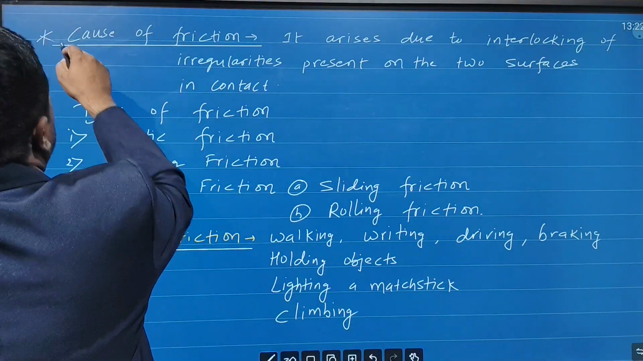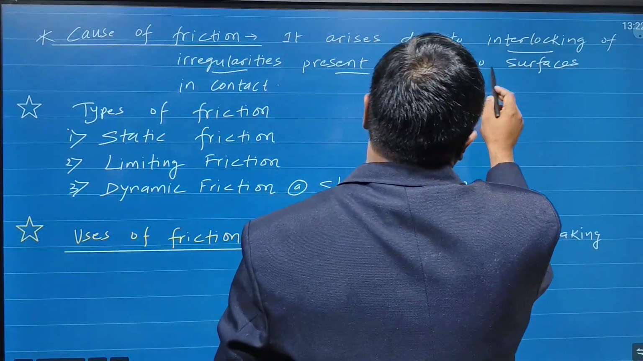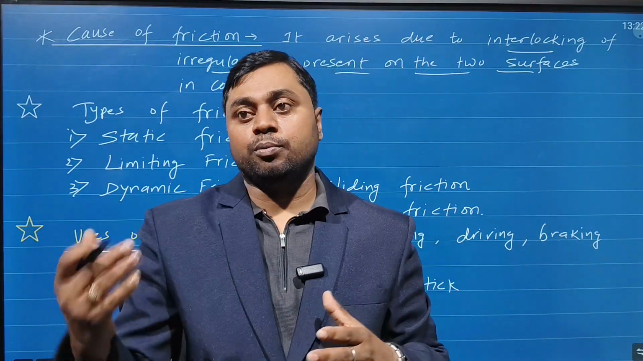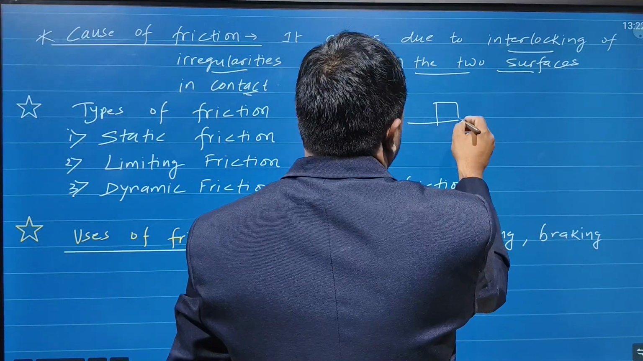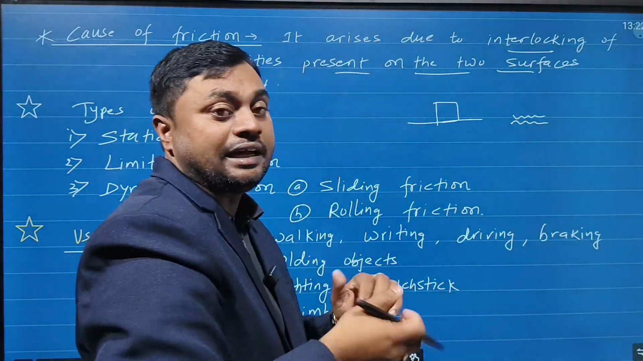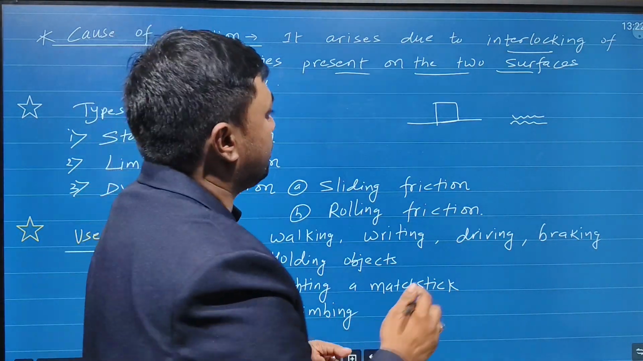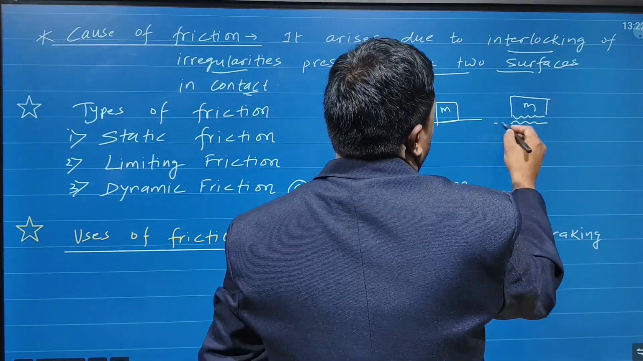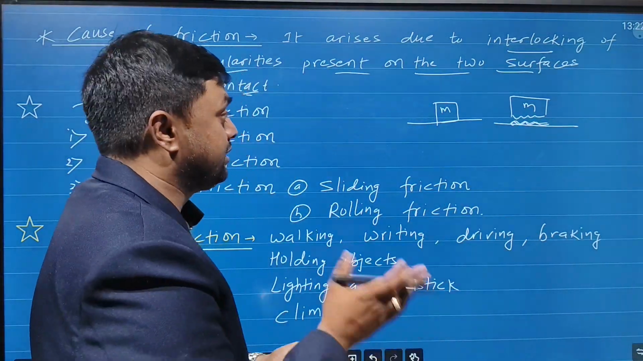So what is the cause of friction? It arises due to the interlocking of irregularities present on the two surfaces in contact. If you see with the help of an electron microscope, there will be irregularities on each surface. While moving, they get interlocked. This is the surface of a body of mass m, and this is the ground, which has irregularities. When they try to move, these irregularities get interlocked.